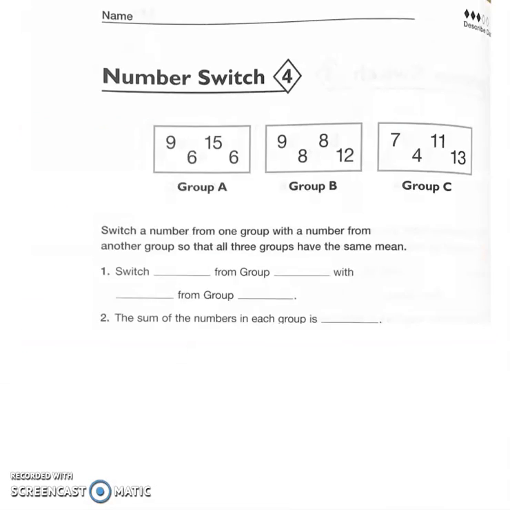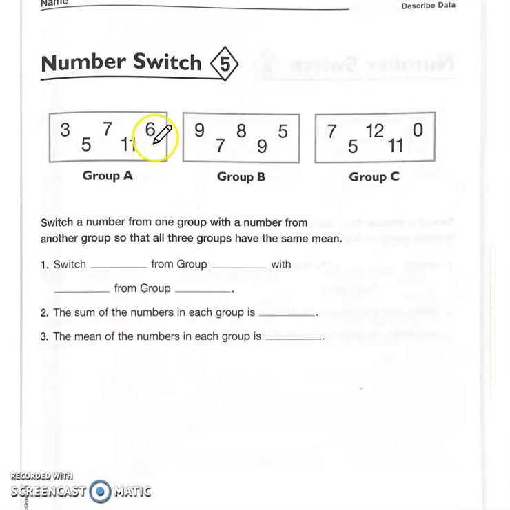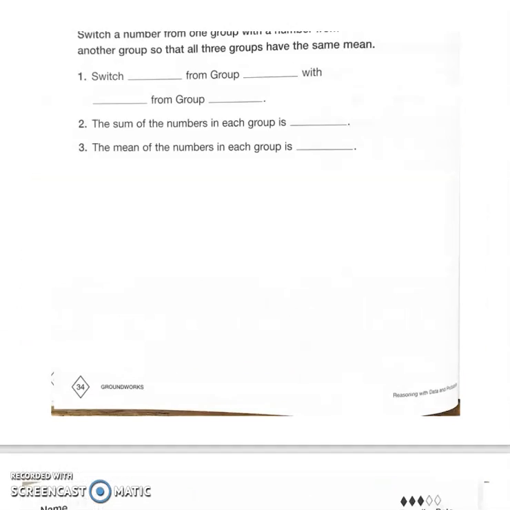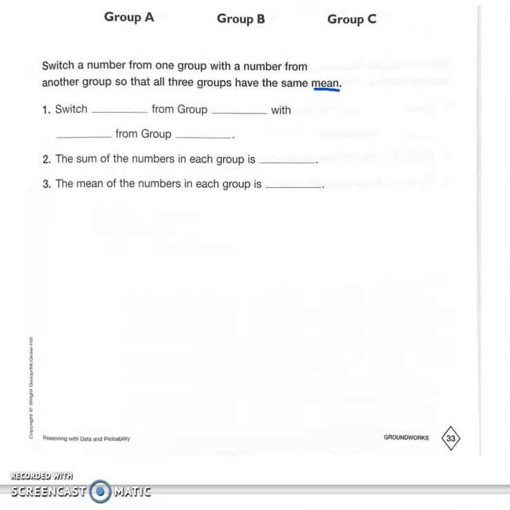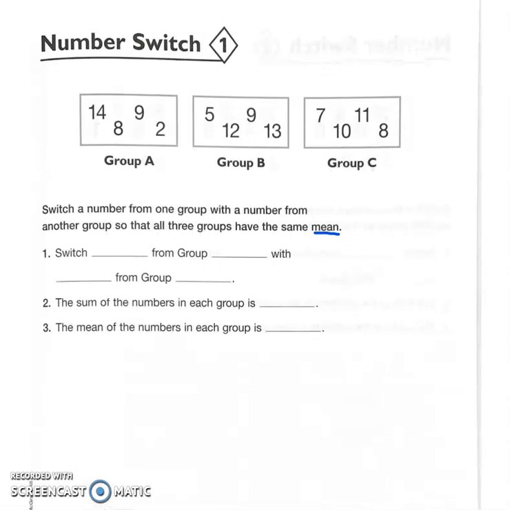If we go to another one of these, like 5, which you'll see you don't have 4 numbers in these groups anymore. Now you've got 5. So to find the mean, you would add them together and then divide by 5 in this case because there are 5 numbers. That's how you find the mean of a set of data. Okay? So looking back at the first one, what we have to do is switch a number from one group to a different group so that all 3 groups have the same mean or the same average.